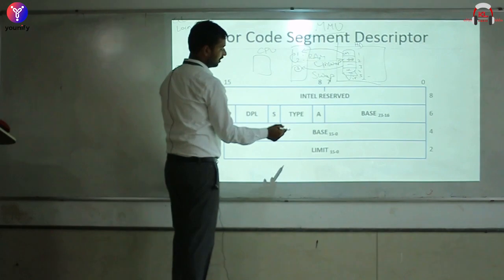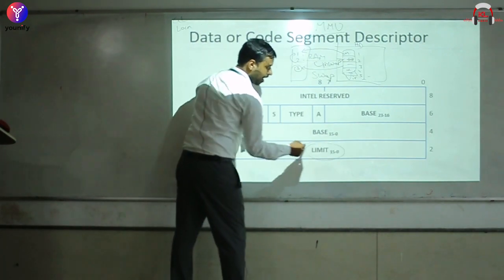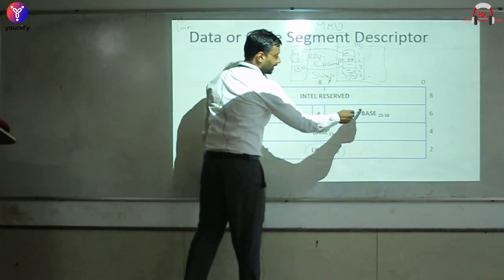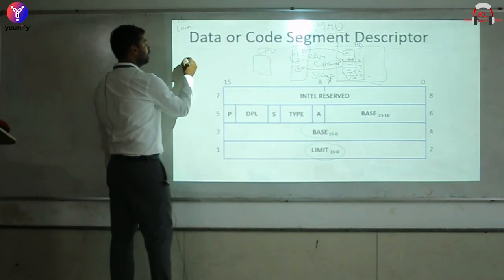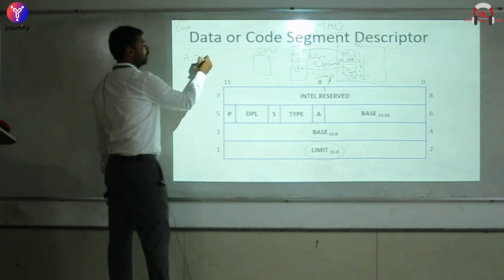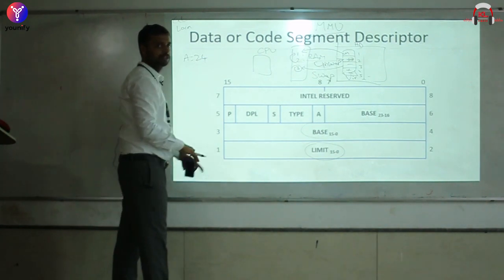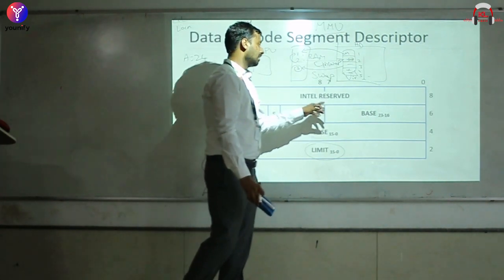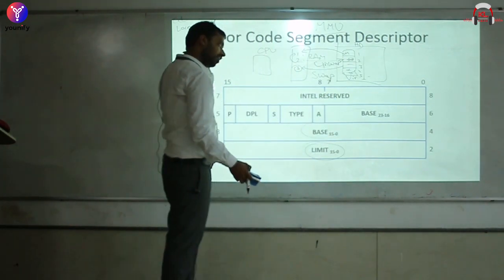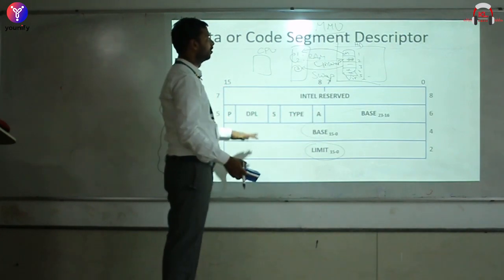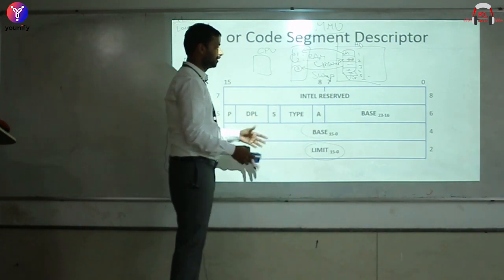the offset address happens to be 16 bits. The base address happens to be 24 bits. That means 80286 has an address bus of 24 bits compared to 20 bits of 8086. And this space is reserved for Intel for future use. So this is pretty much simple. Drawing the whole segment descriptor part is pretty much simple.